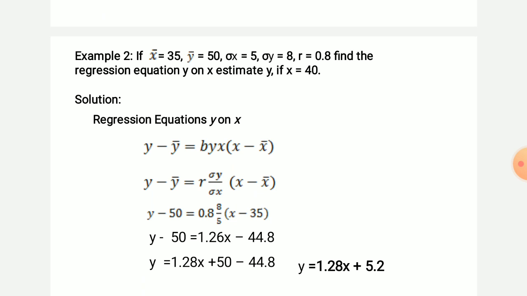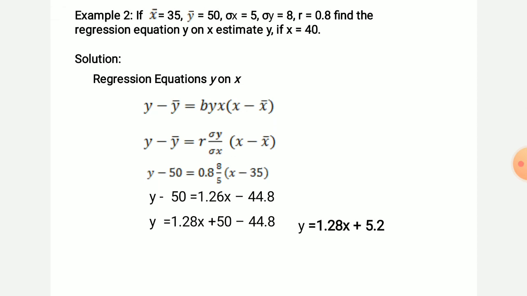Then we have to find the regression equation y on x, and we have to estimate y if x is equal to 40. So here, the regression equation y on x is given as y minus y bar equals byx into x minus x bar. Y minus y bar equals byx, which can be written as r into sigma y by sigma x into x minus x bar. Y minus y bar 50 equals r value 0.8 into standard deviation for y 8 divided by standard deviation for x 5 into x minus x bar 35.